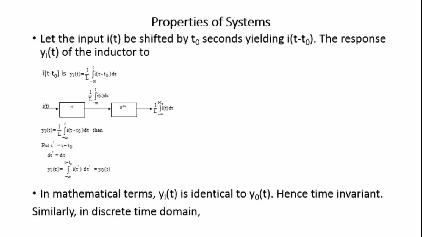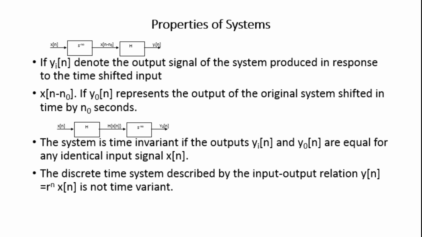Similarly, in the discrete time domain, t is replaced by n. If yi of n denotes the output signal of the system produced in response to the time shifted input x of n minus n naught, and yo of n represents the output of the original system shifted in time by n naught, the system is time invariant if the outputs yi of n and yo of n are equal for any identical input signal x of n. The discrete time system described by the input-output relation y of n is equal to x of n is not time invariant.